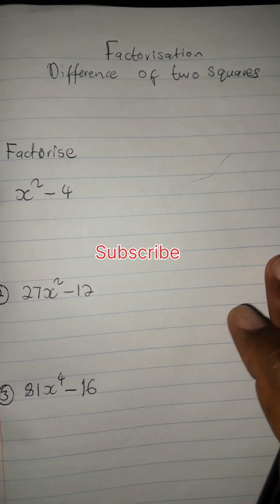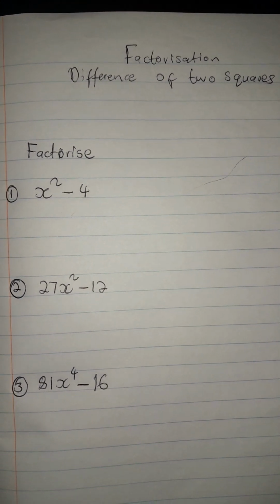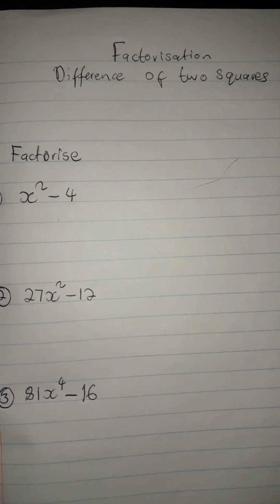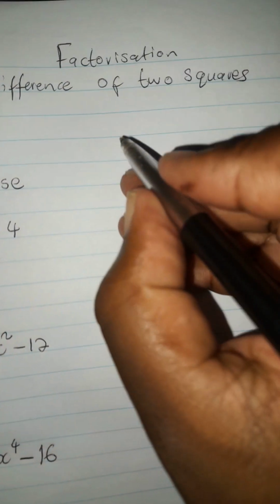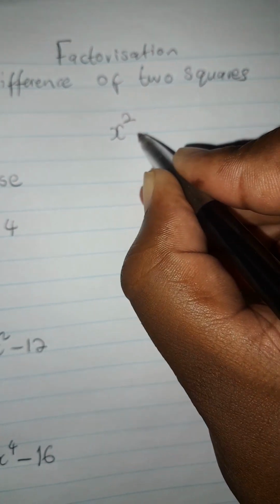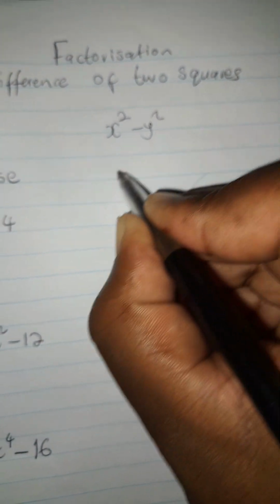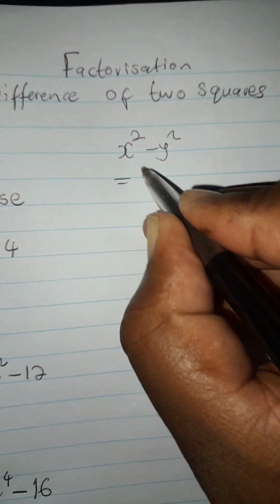So in this video, we are going to work with factorization of difference of two squares. Right, guys, when it comes to the difference of two squares, the difference of two squares is separated by a minus sign. Consider this: x squared minus y squared. Consider you have to factorize something like this.